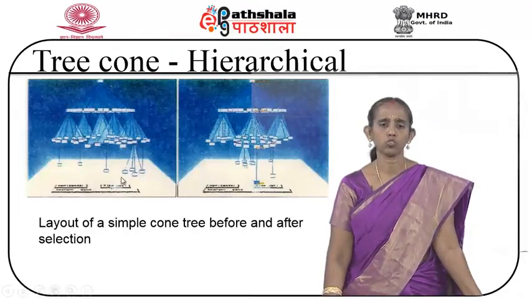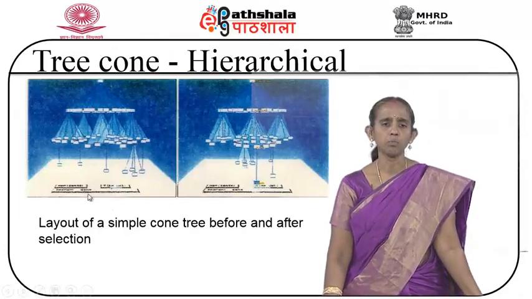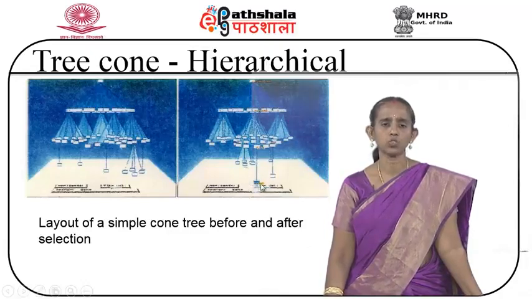So this is a layout of a simple cone tree. This is before the selection and this is after the selection of a specific node, so that only the nodes that are attached to this specific node are being highlighted and shown here.